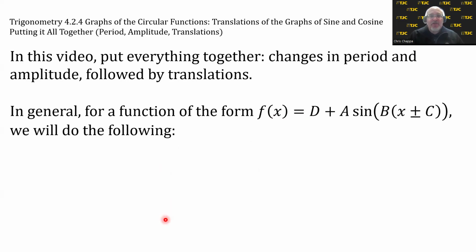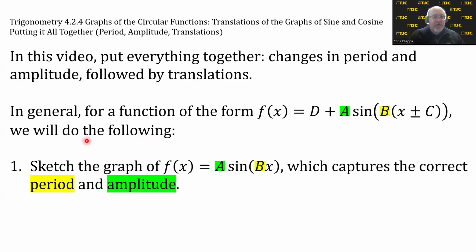In this video, we put everything together: changes in period and amplitude, followed by translations. In general, for a function of the form f(x) = d + a sin(b(x ± c)), we will do the following. Number 1, sketch the graph of f(x) = a sin(bx), which captures the correct period and amplitude. In other words, we ignore the parts that are added or subtracted and only focus on the parts that are multiplied to capture the shape of the graph.